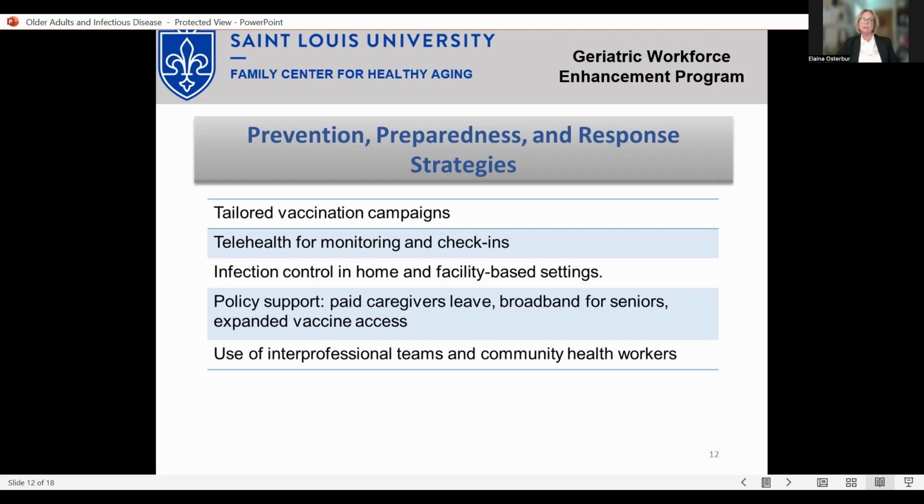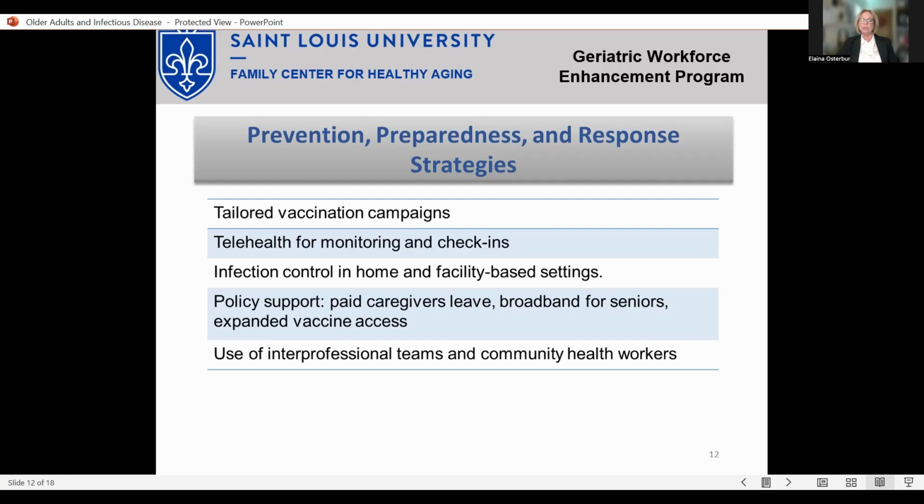Supportive policies refer to laws, regulations, funding mechanisms, and institutional practices that are intentionally designed to improve the health, safety, and quality of life of a specific population. In this case, we're talking about older adults. Fund public health preparedness programs targeting aging populations. Policies that strengthen regulatory oversight of long-term care facilities and incentivize vaccination and prevention programs in Medicare and Medicaid.